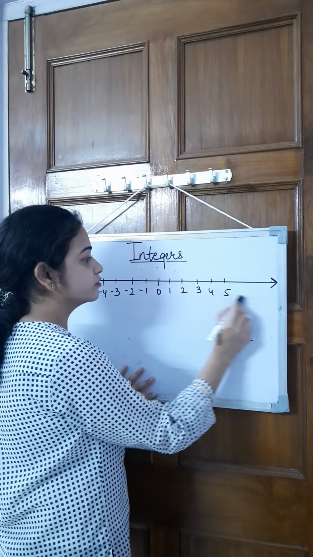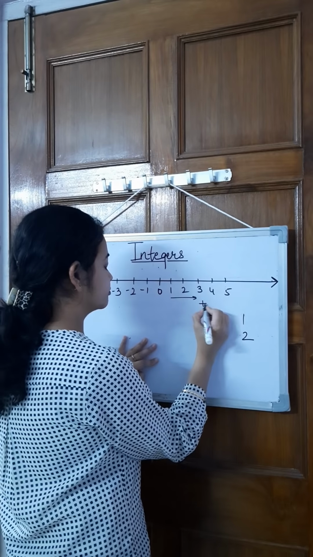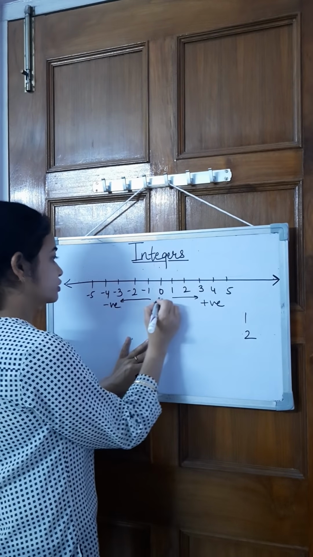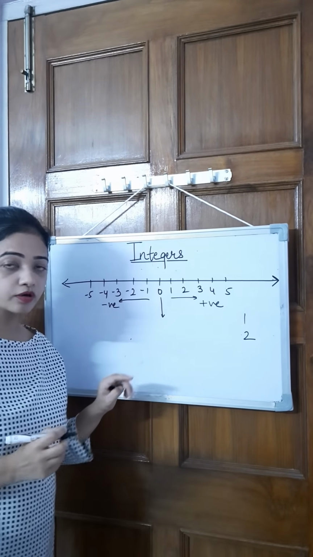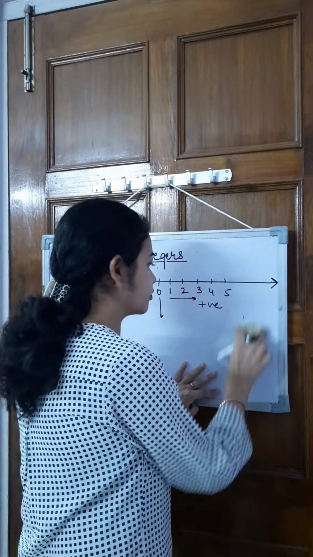So all these numbers are positive numbers, and all these numbers are negative numbers. So what about 0? For 0, what we know is that 0 is neither positive nor negative. Yes, 0 is neither positive nor negative.